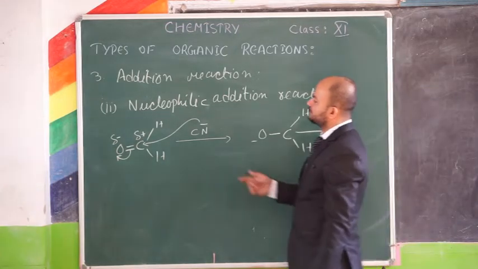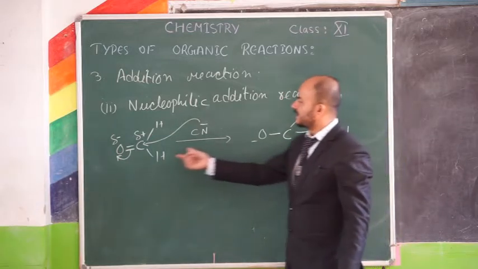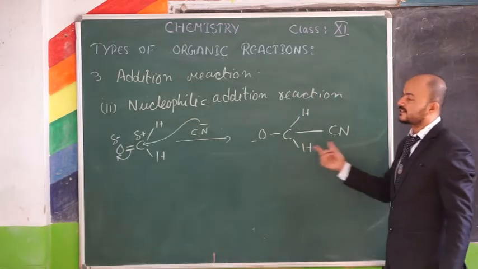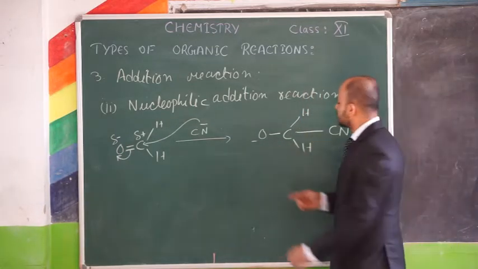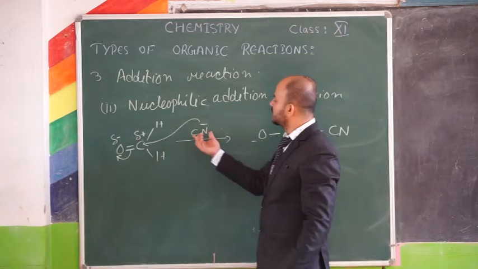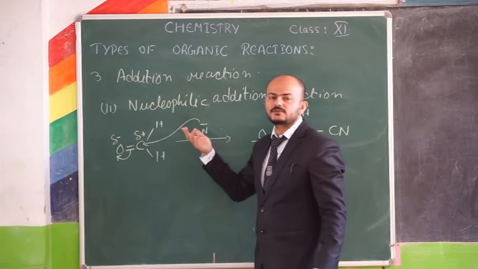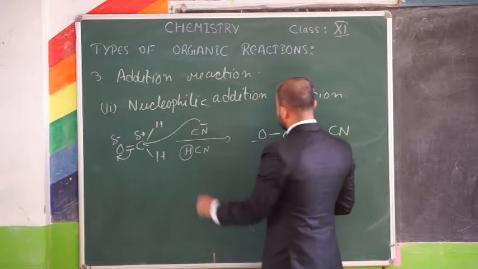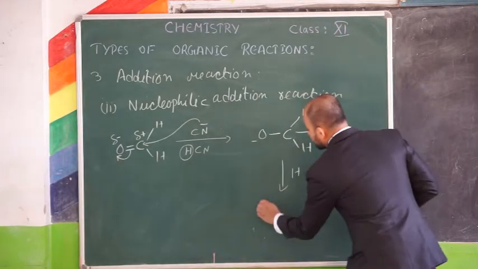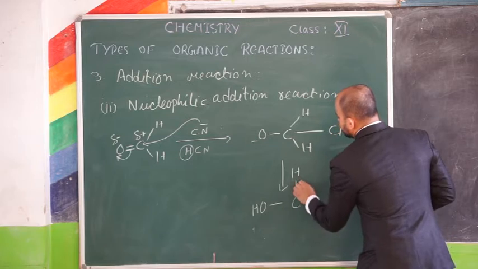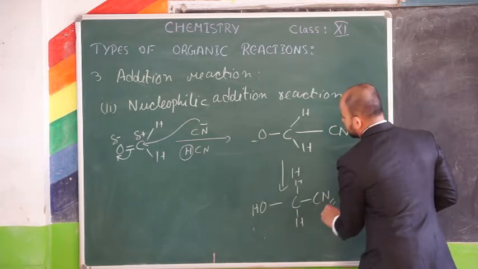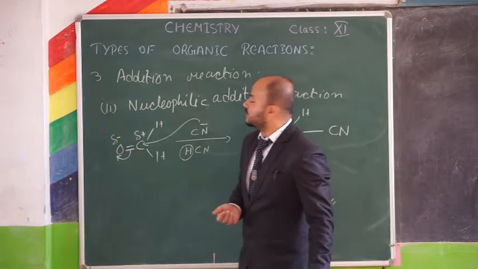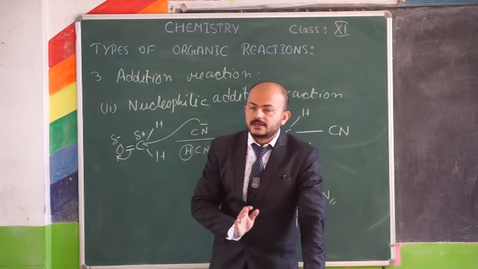Now, in this reaction, you saw that the nucleophile is being added to this compound. Therefore, such reactions are known as nucleophilic addition reactions. Now, if from somewhere hydrogen is available, because only this minus has to be present as well, like HCl, then this H will be added in the second step to this O minus, and it will be OH, C, H, and CN. So this is the nucleophilic addition reaction. That is the second type of addition reaction. So nucleophilic addition reaction is over.